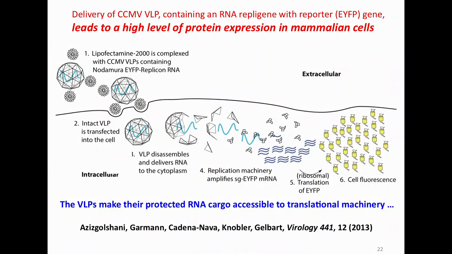And we checked that. This is work with Adesi Aziz Golshani, by transfecting these in vitro reconstituted particles with the fluorescent protein reporter gene into mammalian cells and seeing high levels of fluorescence. We've checked it since in many ways in many different cell lines because we want to use this as a gene delivery system.